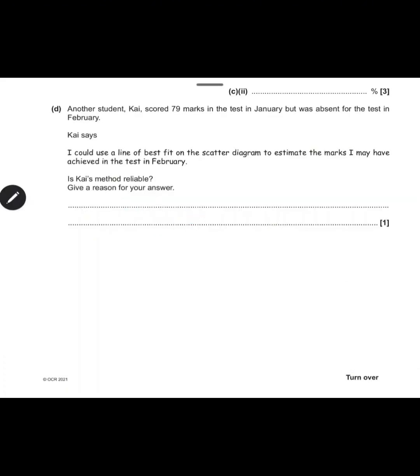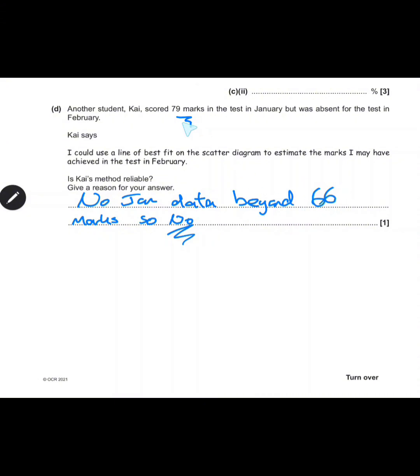And finally, part D, a very typical way to finish a scatter graph. We've got a student that scored 79 marks in January, and they're saying, can they use the scatter diagram to estimate what they got in February? If you look back at the scatter diagram, you will see that there is no January data beyond 66 marks, and this guy got 79 marks. So because the scatter diagram stops at 66, we're not allowed to use it beyond that point.